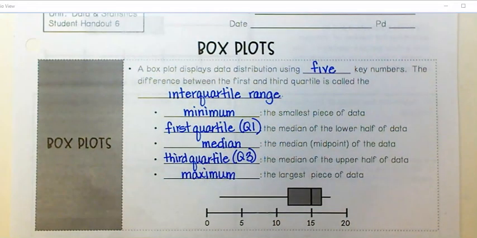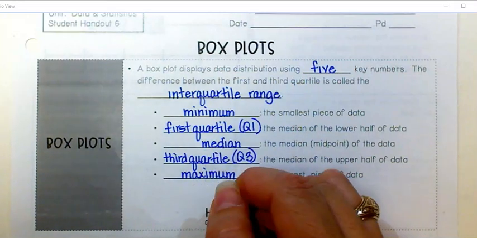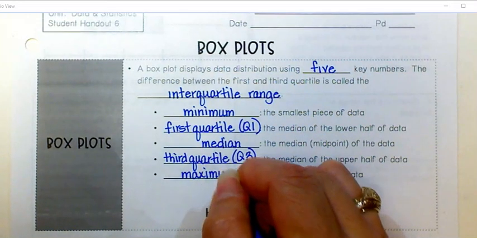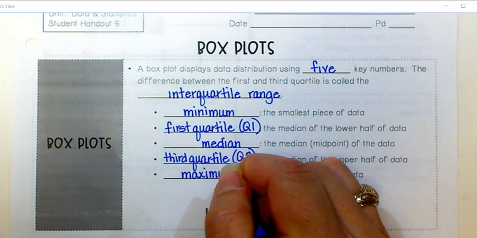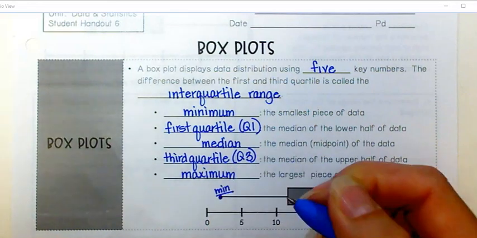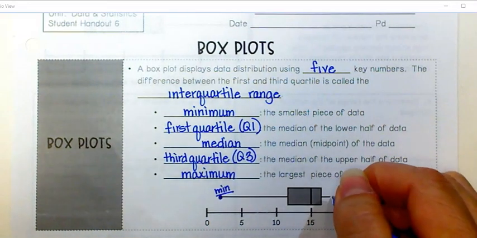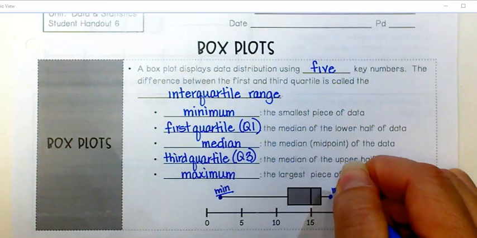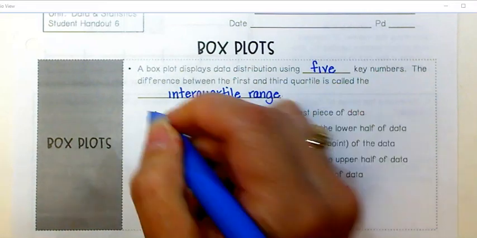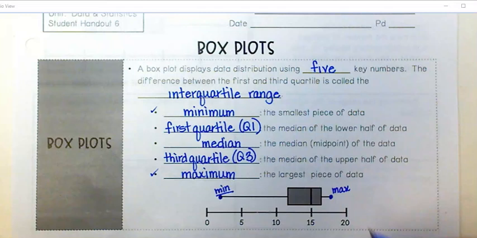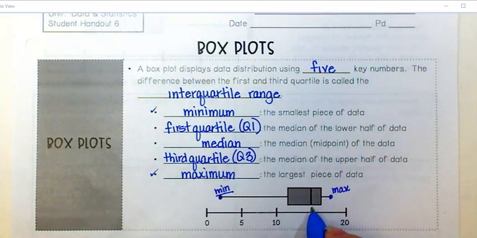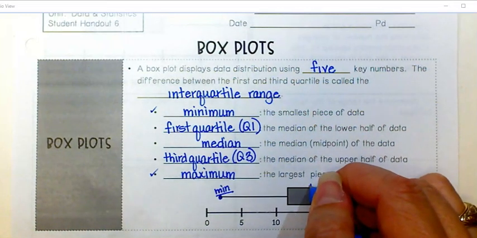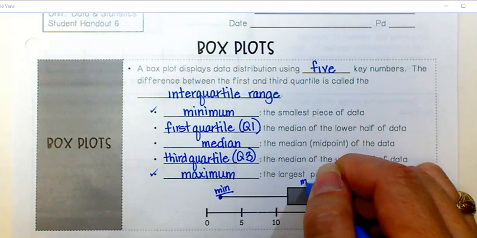Okay, let me sort of show you where all of these are. Your minimum is way down here, your smallest data point. Your largest data point is right here. That is your maximum. Okay, so we've done minimum, maximum. This line right here is the median.